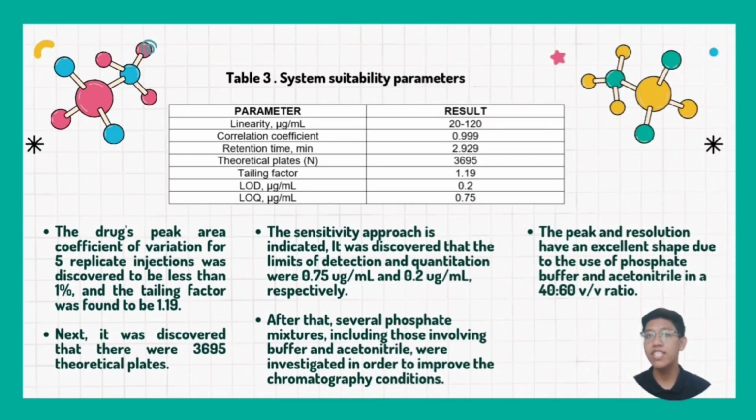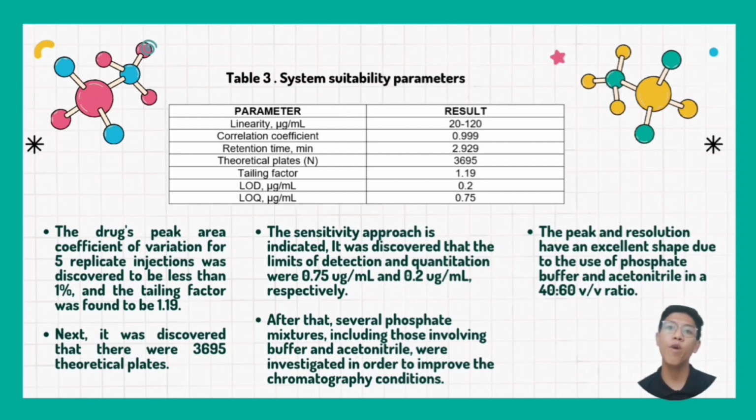According to Table 3, System Suitability Parameters, the drug's peak area coefficient of variation for 5 replicate injections was found to be less than 1%, and the tailing factor was found to be 1.19. The peak that we obtained is in good shape. Next, it was discovered that there were 3,695 theoretical plates, indicating that the column was performing effectively.